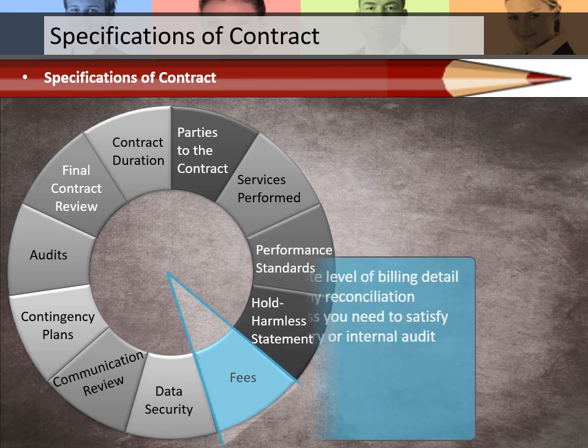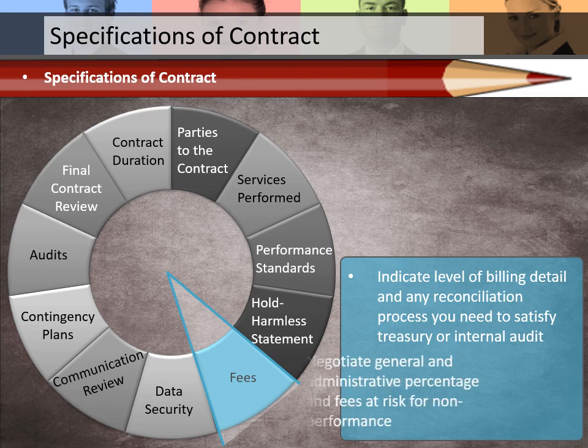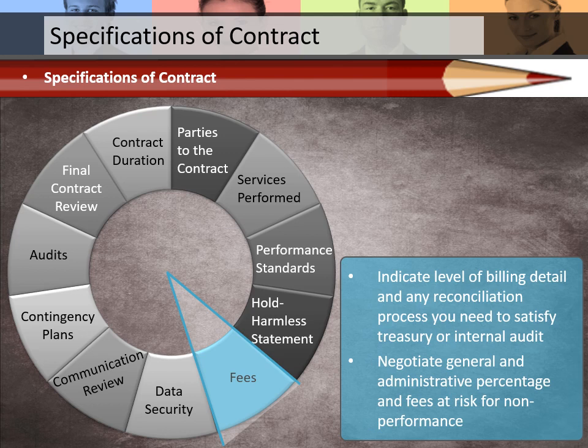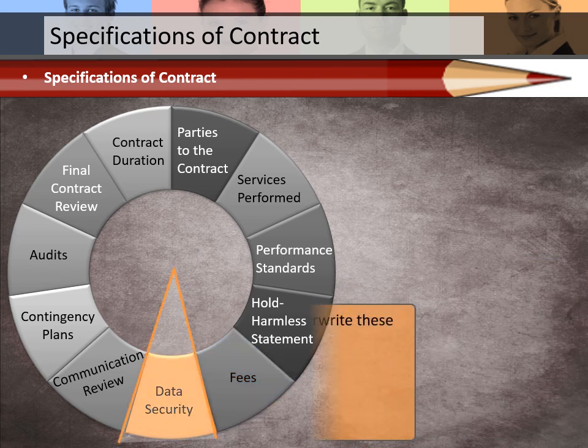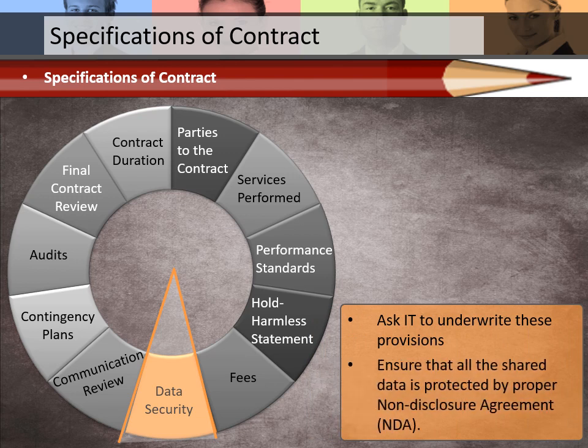Fees indicate level of billing detail and any reconciliation process you need to satisfy Treasury or internal audit. Negotiate general and administrative percentage and fees at risk for non-performance. Data security. Ask the IT to underwrite these provisions. Ensure that all the shared data is protected by proper non-disclosure agreement (NDA).